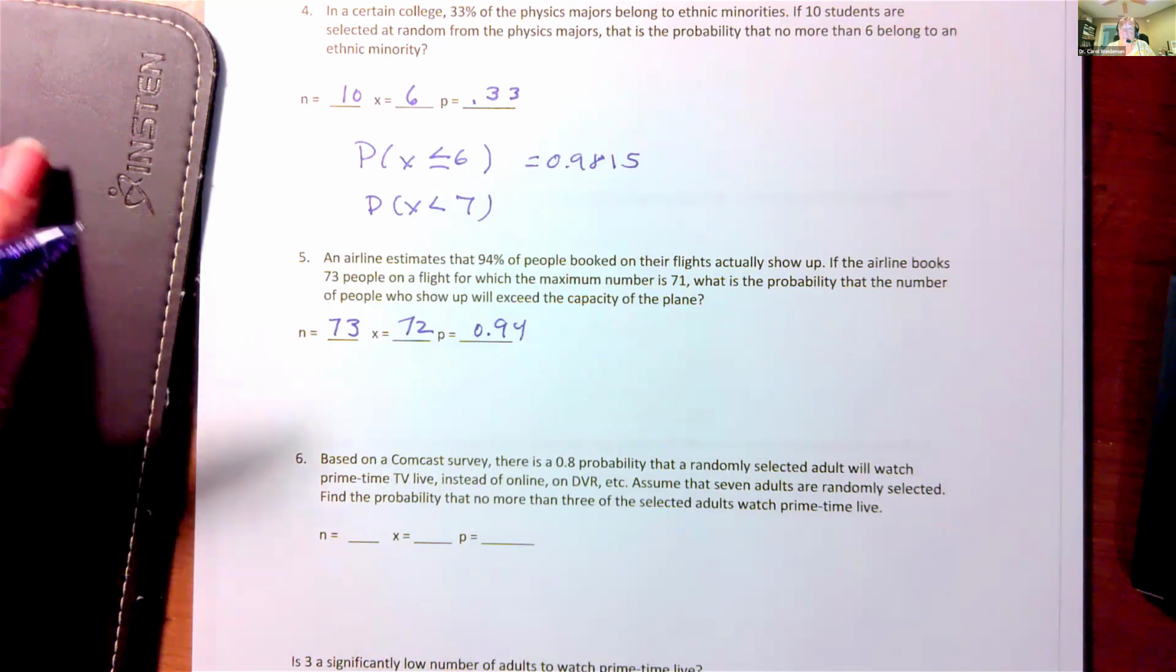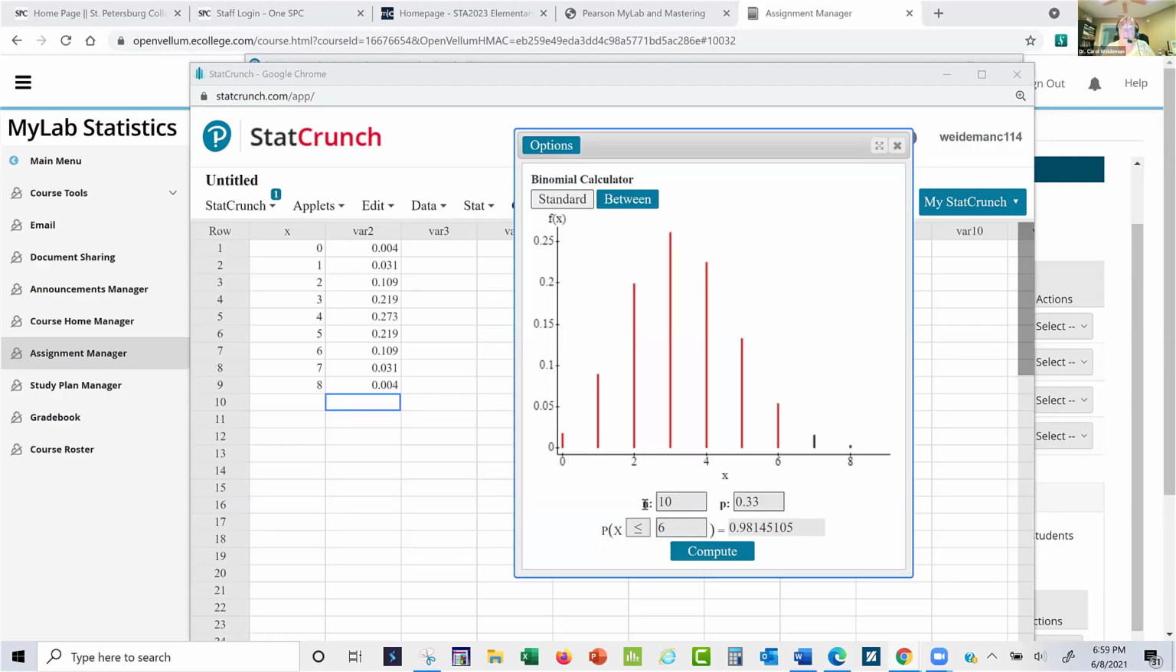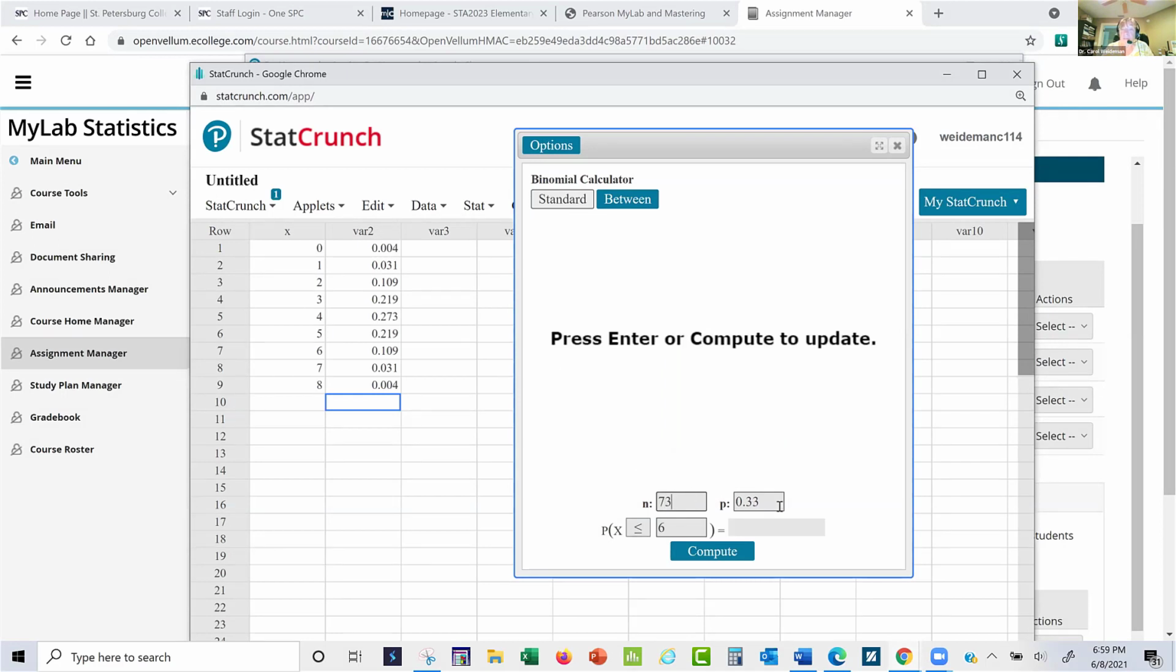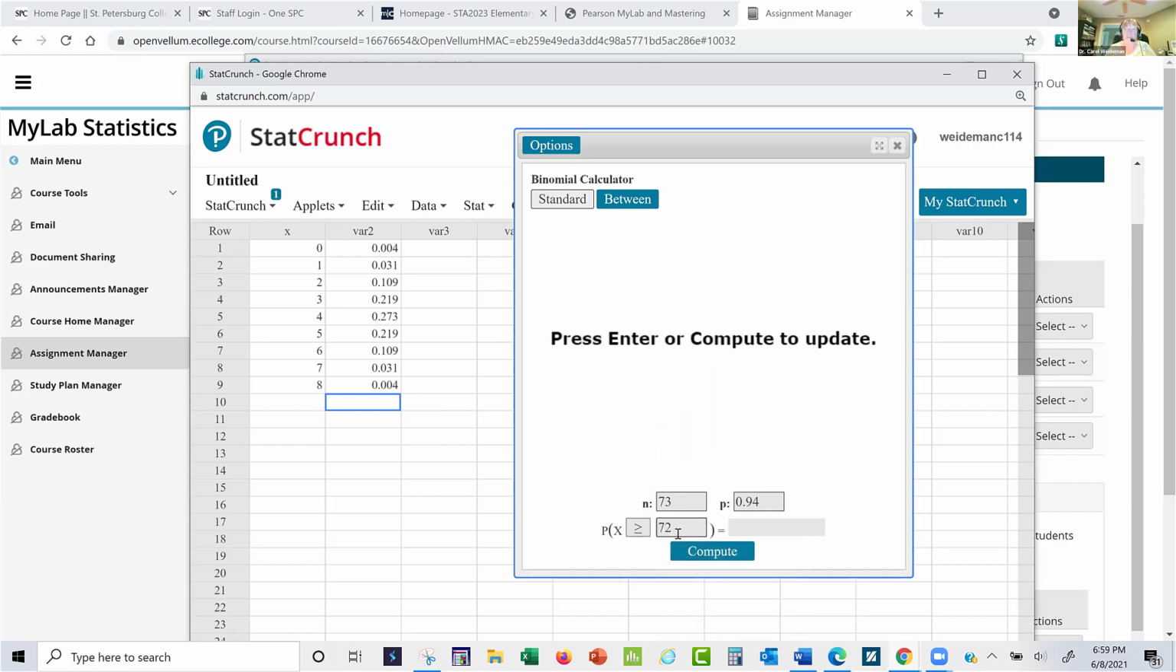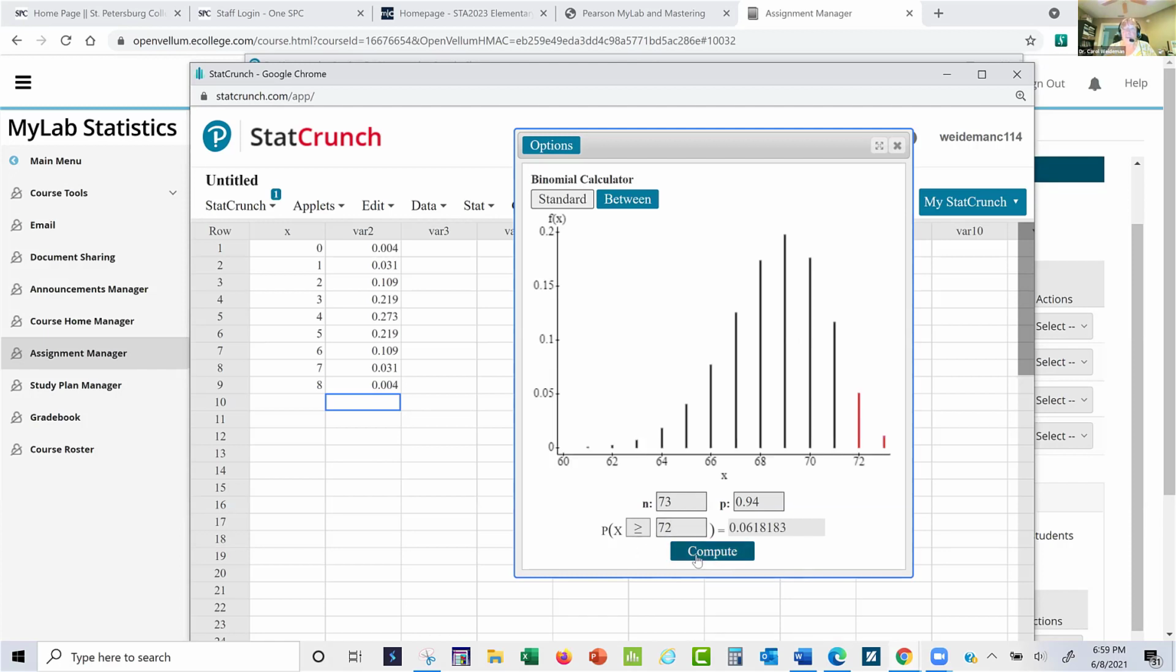Let's put in again. I can just keep using the same tool over and over again. So I've got 73 people, and the probability that any one person shows up is 0.94. And we want to know the probability actually overbooked would be 72 or more. Let's do greater than or equal to 72, because if 73 people show up, it's also a problem, isn't it? So let's do greater than or equal to 72, not just 72. All right, that's not too bad actually.